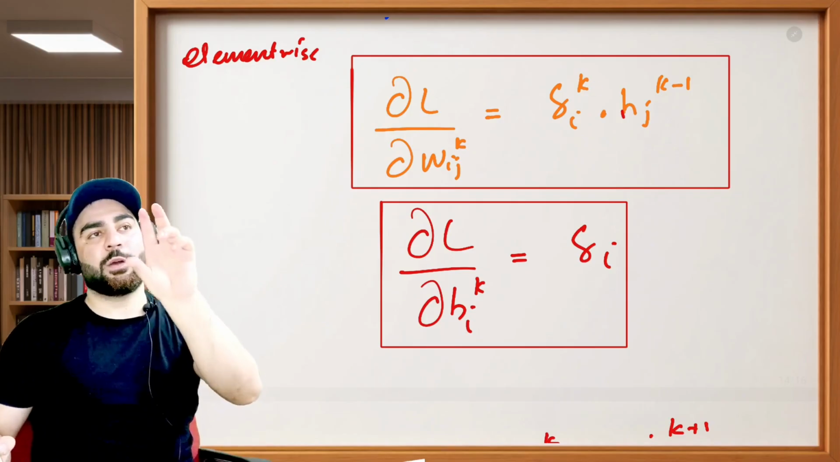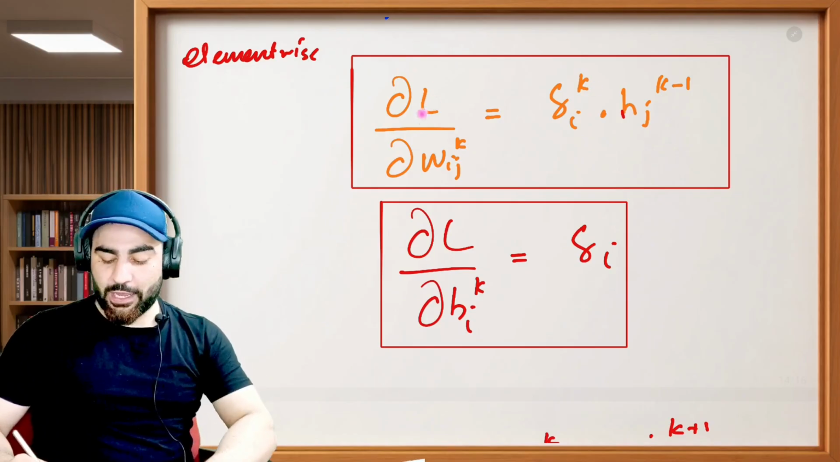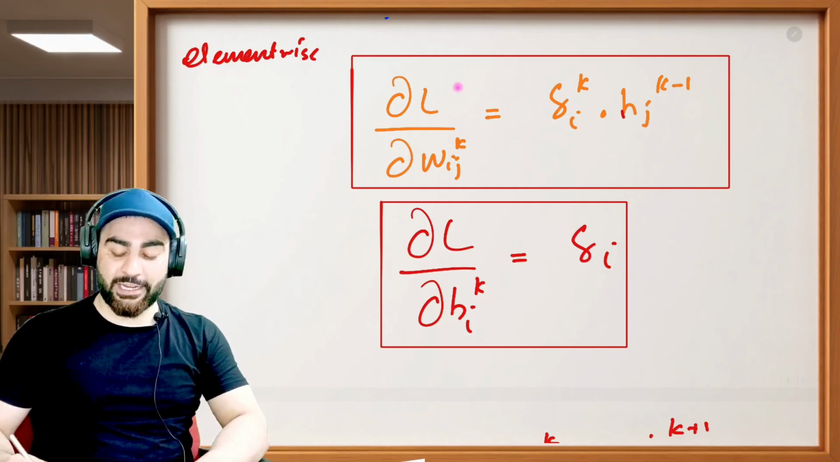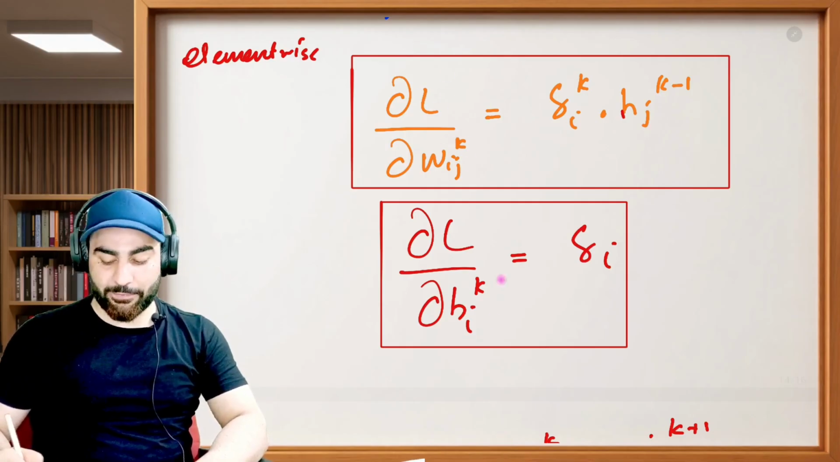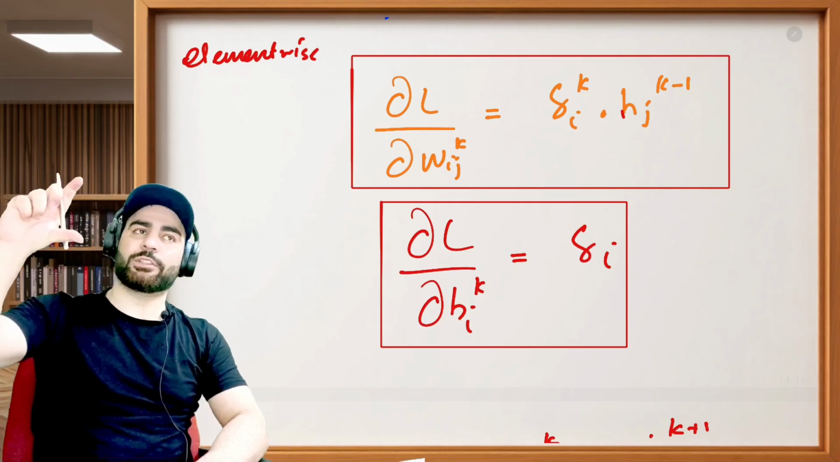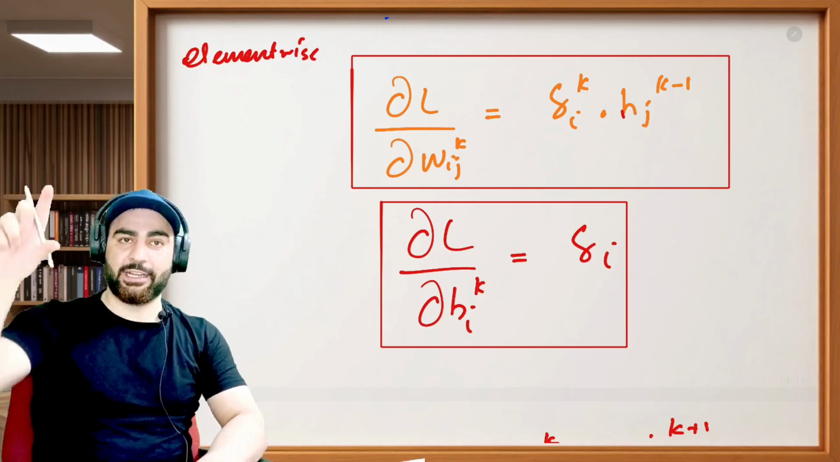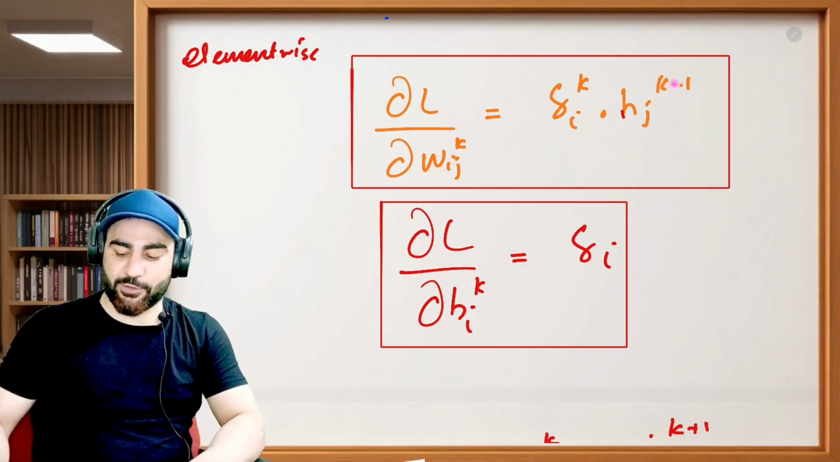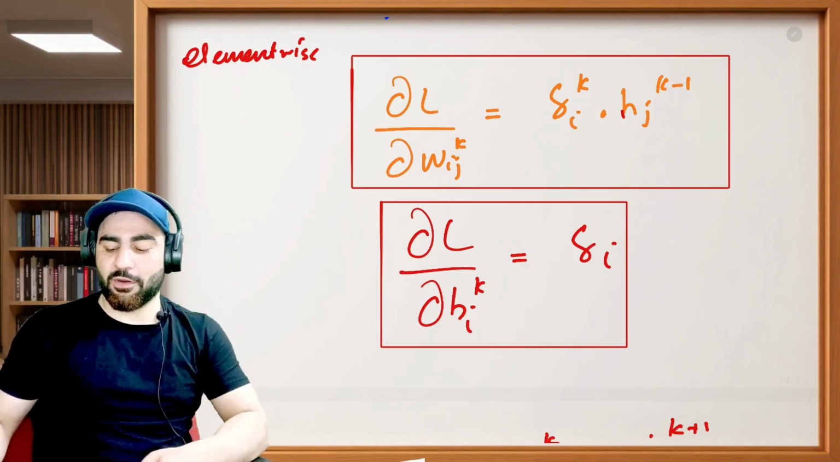Now we have to compute dou L by dou W_ijk. That means, how is the derivative of the loss impacted by a particular weight or a particular bias? We have the weight matrix over there and the error vector over there. So how did we get this error? We got this because previously we had this H K minus 1.